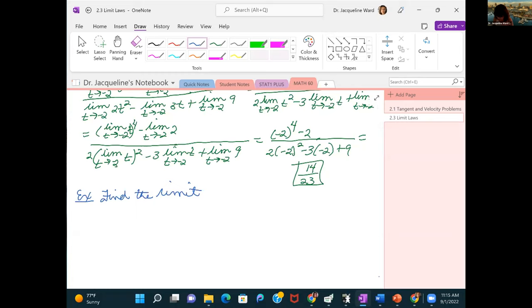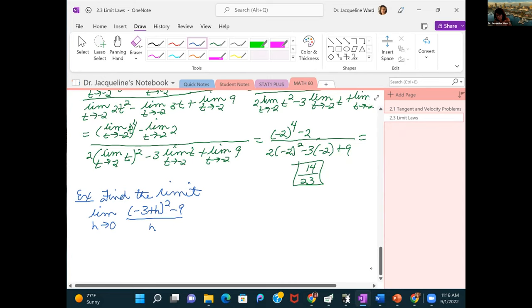Find the limit. So notice here, we cannot use the quotient law and split up the limit of the top over the limit of the bottom, because you'd get 0 on the bottom. h goes to 0.